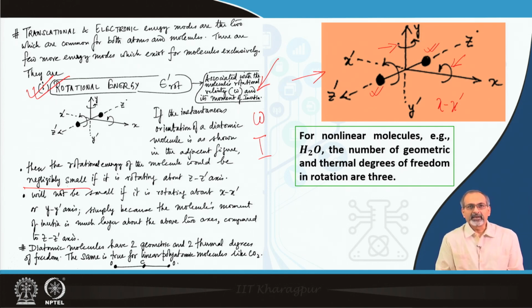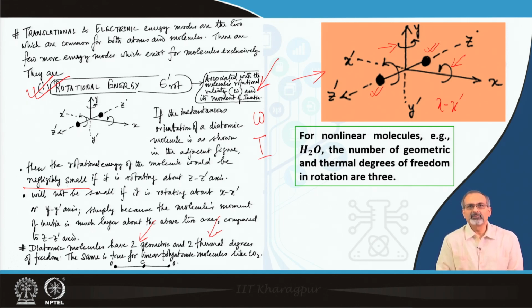So, diatomic molecules therefore, though they can have 3 geometric degrees of freedom ideally in rotational motion, but as you can see over here, in one case, since the rotational energy will be negligibly small, therefore, we would confine it to 2 geometric and 2 thermal degrees of freedom.